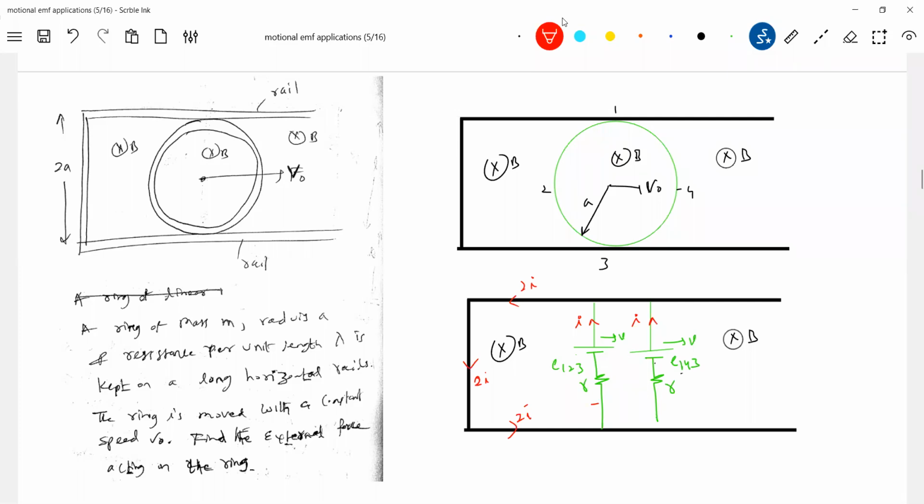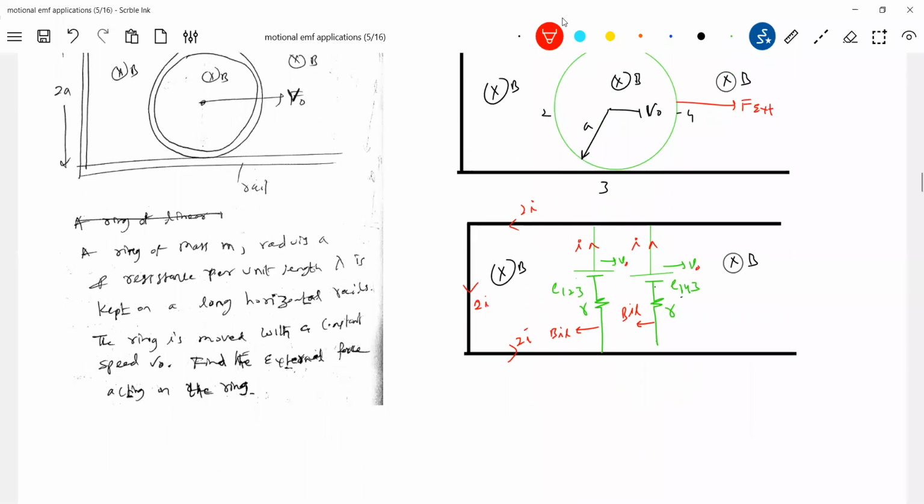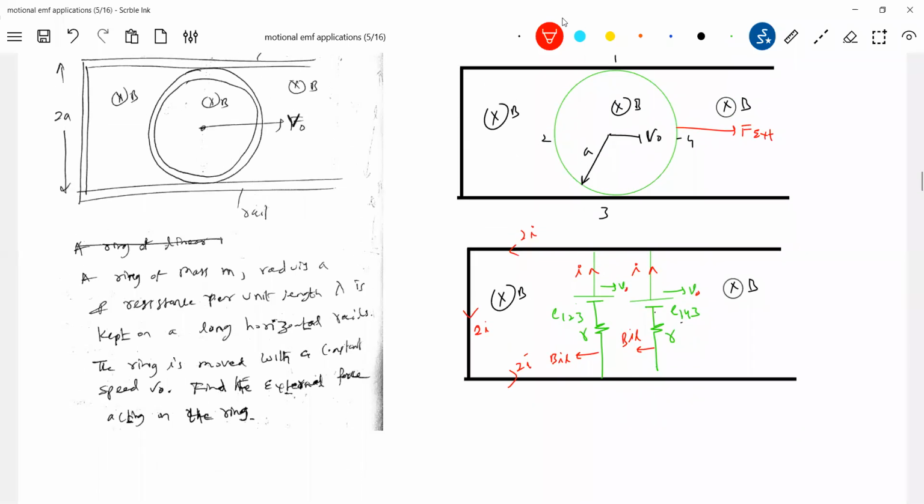So a BIL force will act here. Actually, I should show it at the midpoint, but I don't have enough space, so I'm showing it somewhere else. Where should the BIL force act? At the center of this one. Okay, this is about the BIL. Now, some external force should be applied, no? Otherwise, the constant speed cannot be maintained. That external force is what? On the rod like this. So what should be the external force? 2 BIL. How much should I apply? 2 BIL.